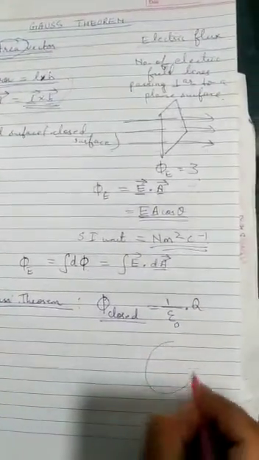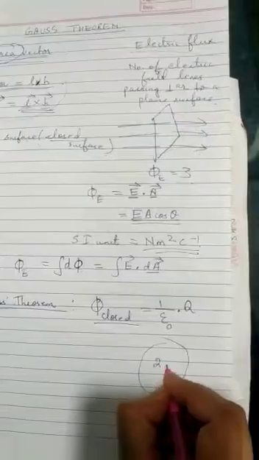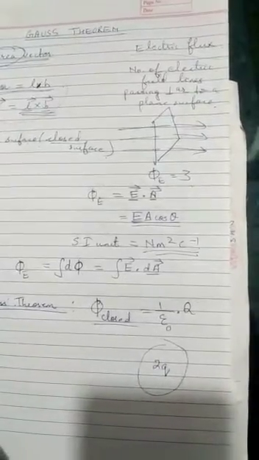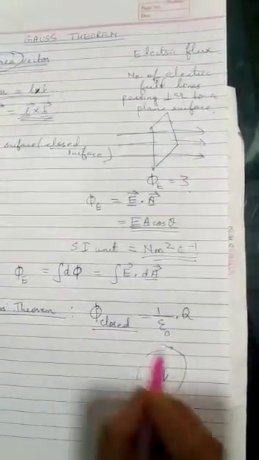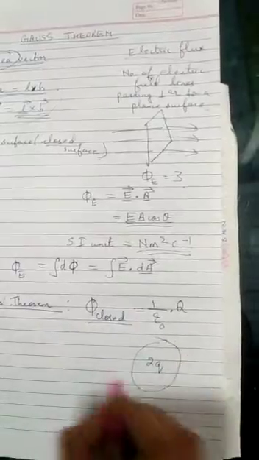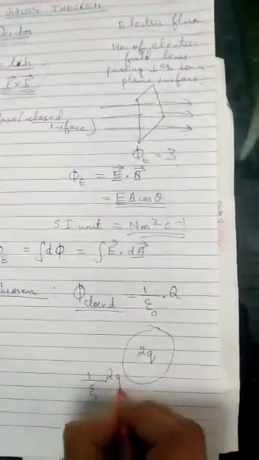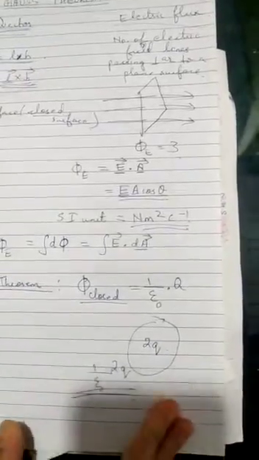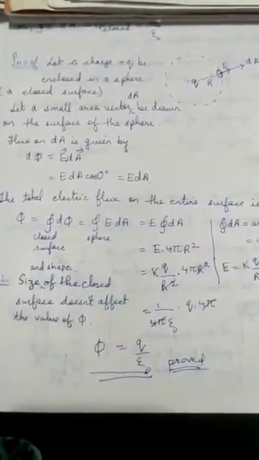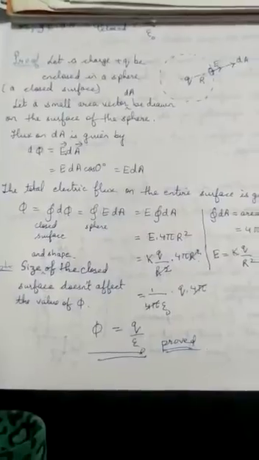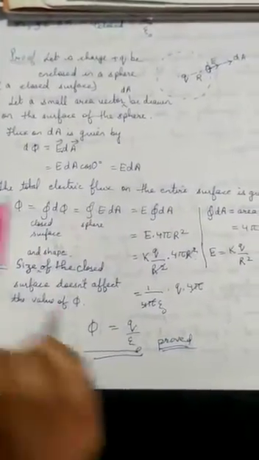You have a sphere, say you have 2q amount of charge inside the sphere. What will be the electric flux for this given sphere? It will be equal to 1 by epsilon naught times 2q. This is an example to make it clear. We have stated Gauss theorem. Let us prove it now.